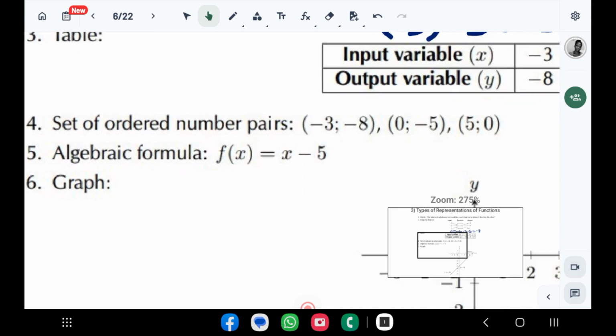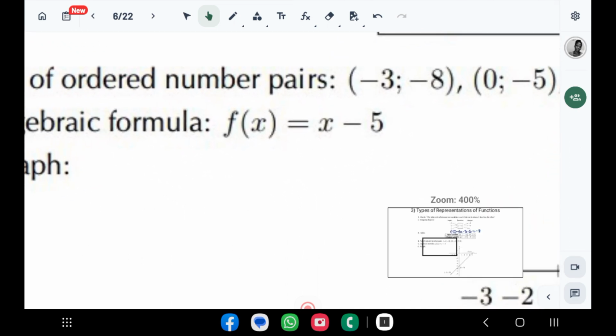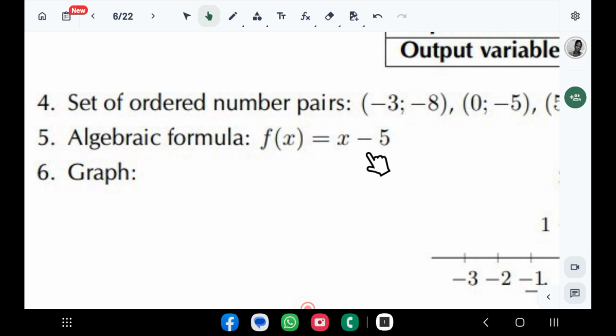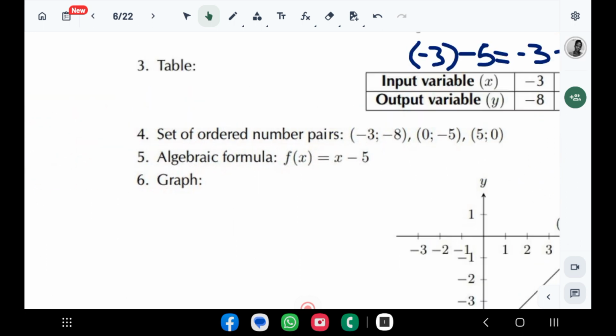You can use an algebraic formula, which is what we're going to use a lot in this particular video. Here is an algebraic formula: f of x equals x minus 5. It's still exactly the same function we're dealing with. Or you can use a graph. That is also a function. In fact, the names graph and function can be used interchangeably. That's why I specified the straight line graph in the description.